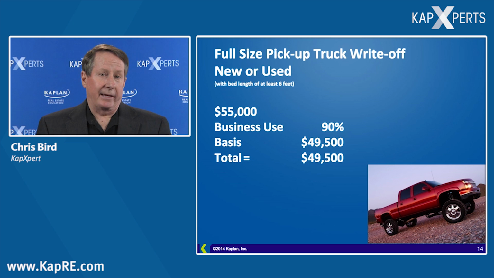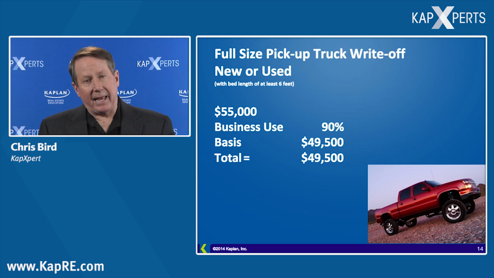Now take a look at this slide. If you buy it new or used, and let's say you pay $55,000 for this pickup truck, the first year deduction is $49,500, new or used, as long as this full-size pickup truck has a bed length of at least 6 feet.